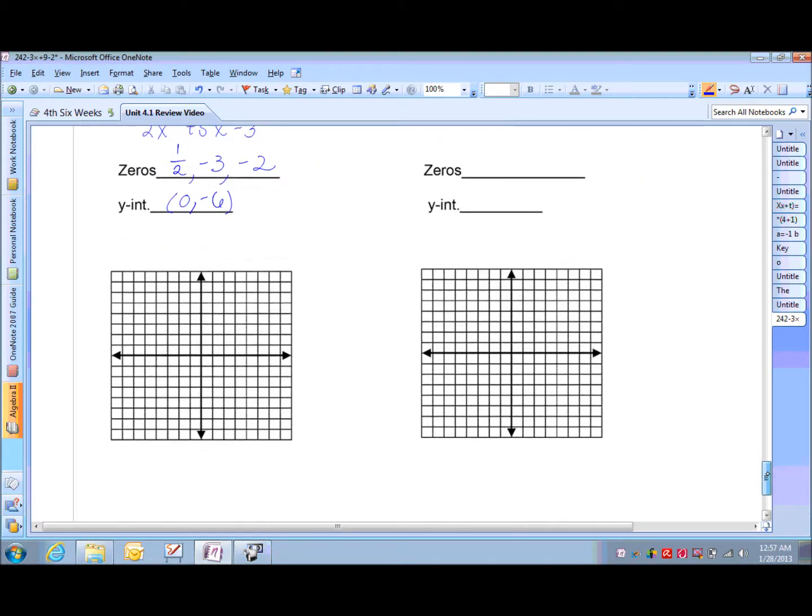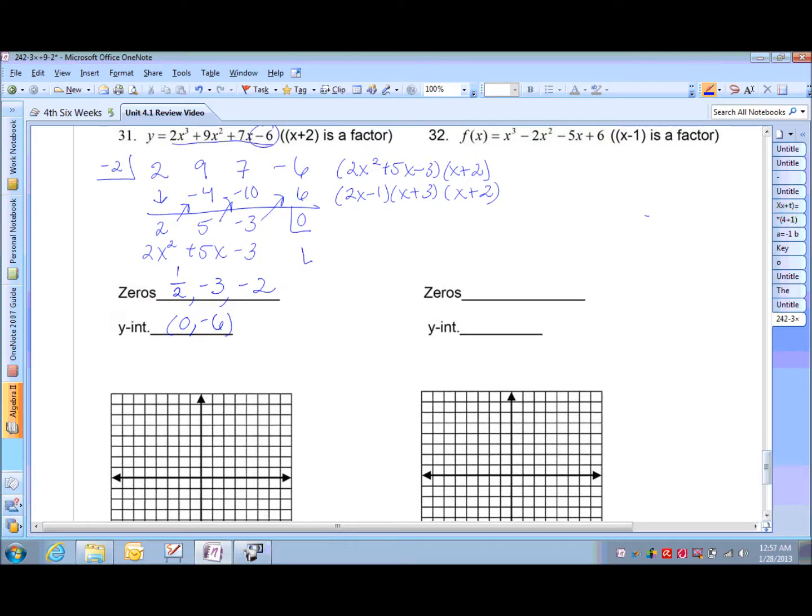So let's go ahead and graph this. Oh, well, we forgot to look at our leading coefficient. Our leading coefficient is positive, so our right tendency is to rise. The degree is odd, so it's going to be the opposite left tendency, so our left tendency is going to be to fall.